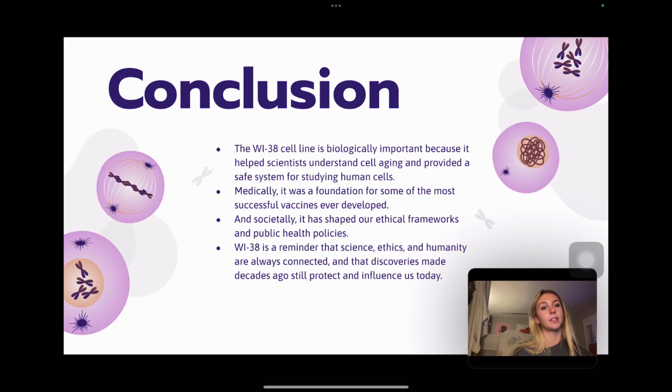In conclusion, the WI38 cell line is biologically important because it helps scientists understand cell aging and provided a safe system for studying human cells. Medically, it was a foundation for some of the most successful vaccines ever developed. And societally, it has shaped our ethical frameworks and public health policies. WI38 is a reminder that science, ethics, and humanity are always connected, and that discoveries made decades ago still protect and influence us today.